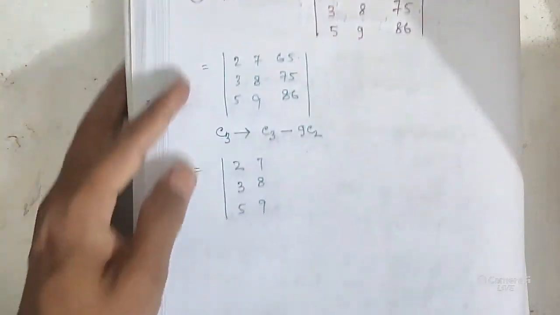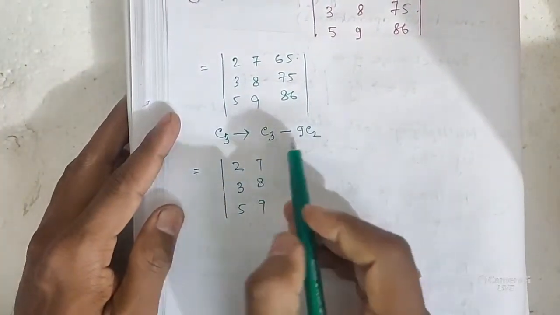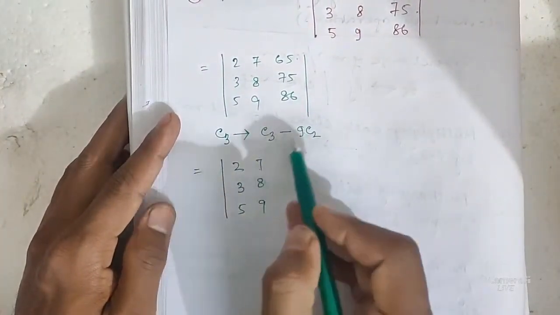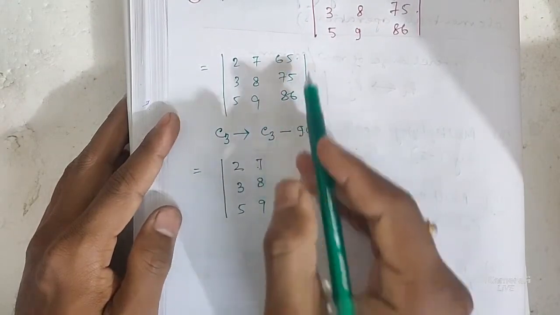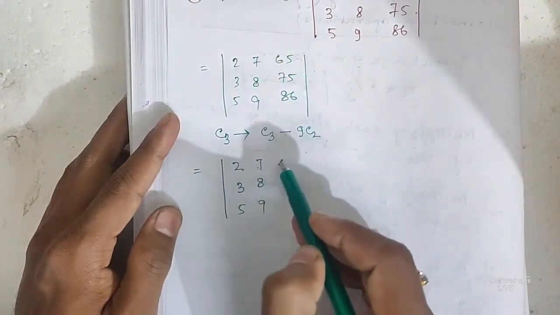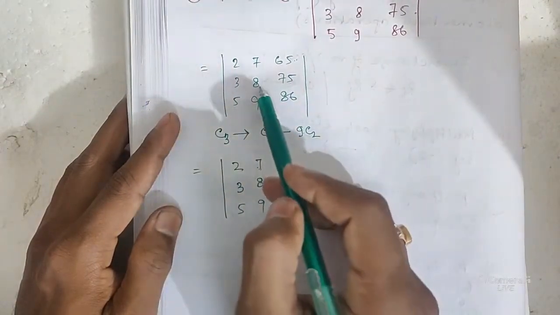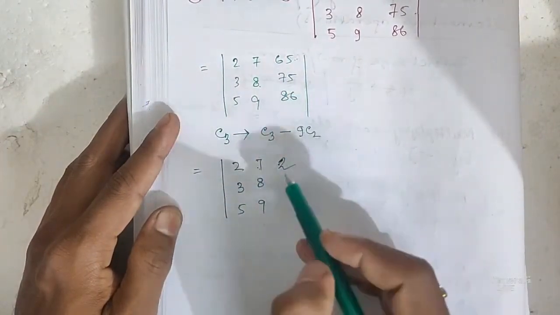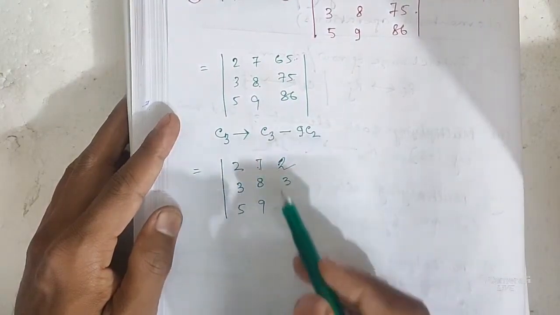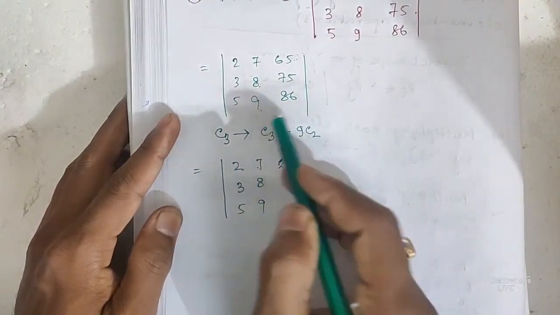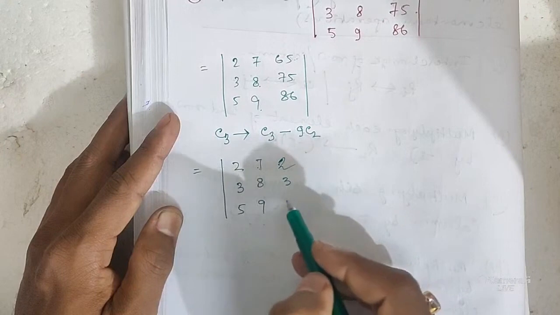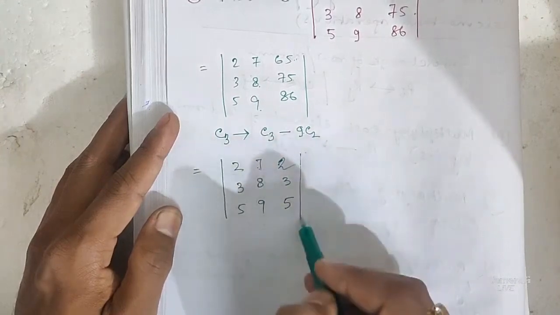C1 and C2 remain same. 9 into C2, 9 sevens are 63. 65 minus 63, 2. 9 eights are 72. 75 minus 72, 3. 9 nines are 81. 86 minus 81, 5.